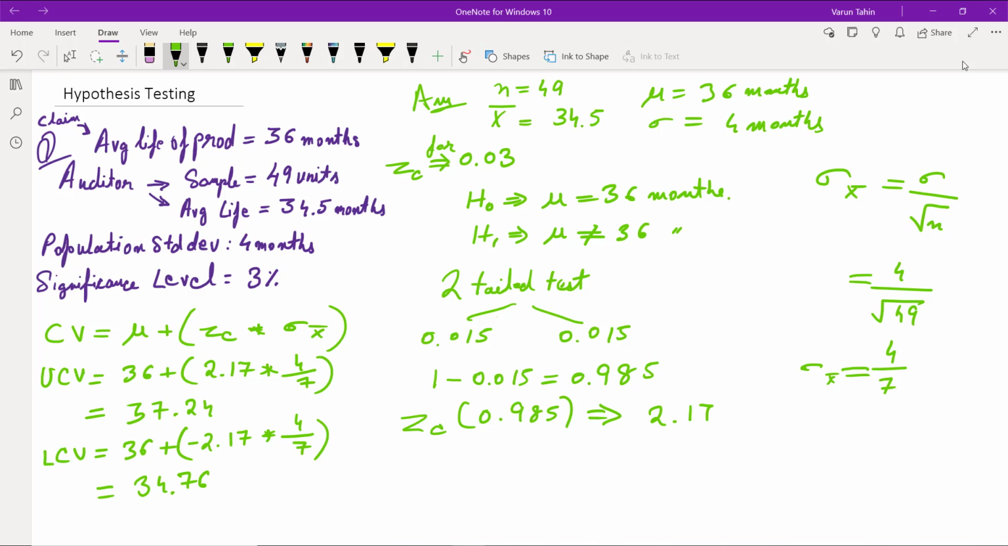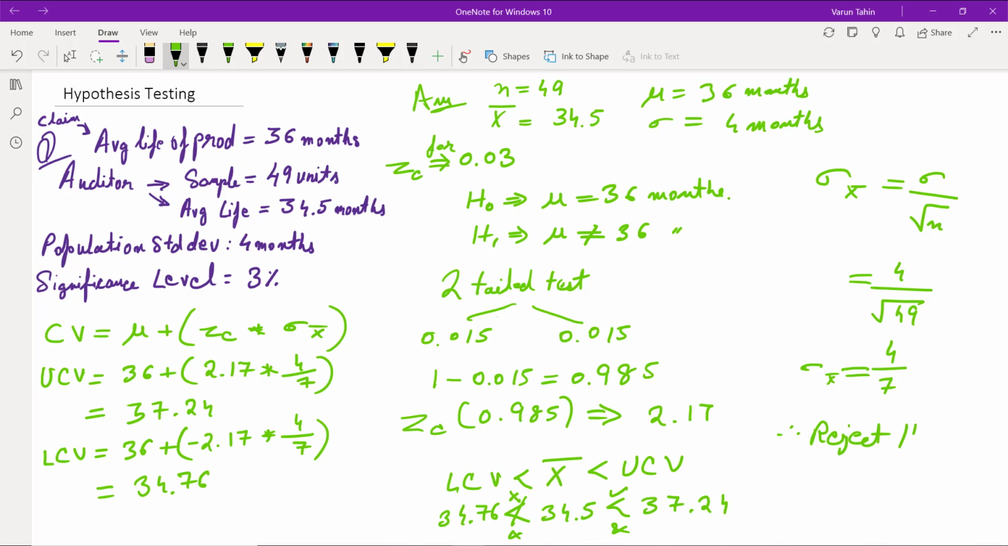LCV as 34.76. Now in order to not reject the null hypothesis, we need to have this condition that LCV is less than the sample mean, which is less than the UCV. Now if you fill in all the values, you will get 34.5, and LCV is 34.76, and here it is 37.24. So this is an AND condition, guys, where this is meeting but this is not true. Correct? So 34.76 is not less than 34.5. Therefore we can say that we reject the null hypothesis.